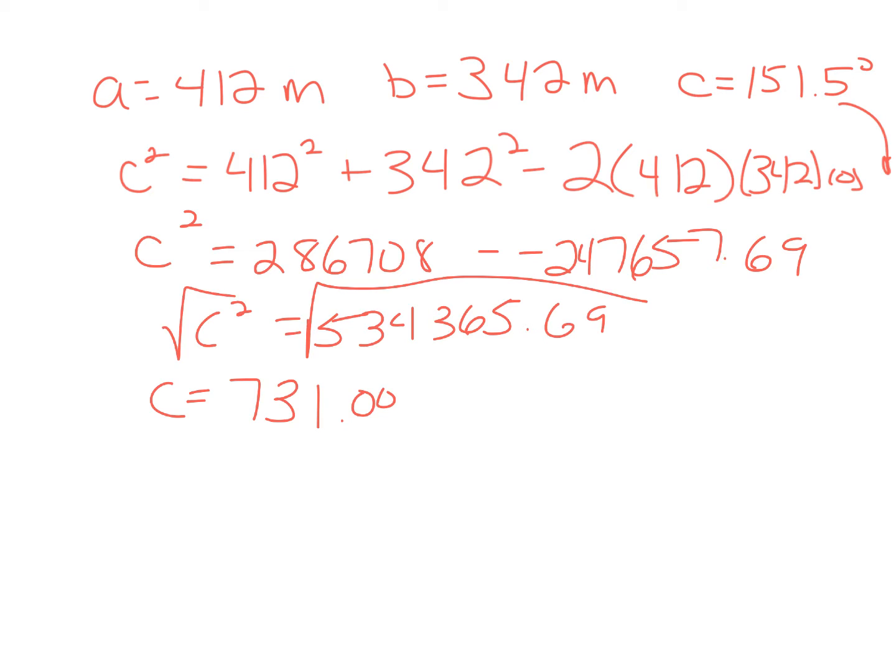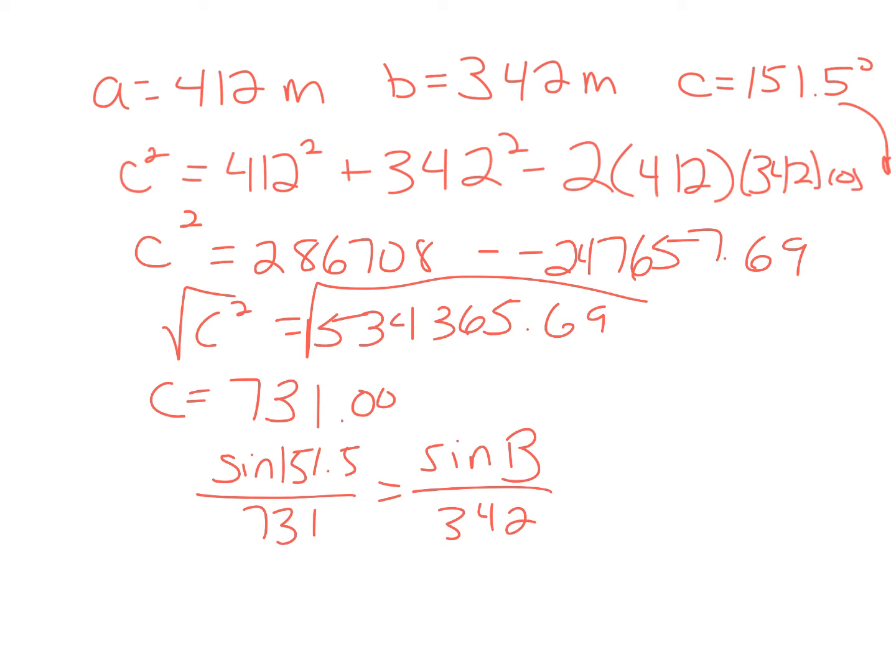Now we still need to find capital A and capital B, right? With capital A and capital B, go ahead and from here use law of sines. That's okay. It's easier to use law of sines from here. So it'd be sine of 151.5 over 731. And then let's find capital B first. Capital B would be sine B over 342. Cross multiply: 342 sine of 151.5 equals 731 sine B.